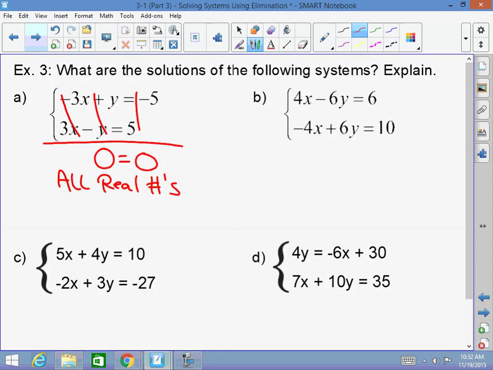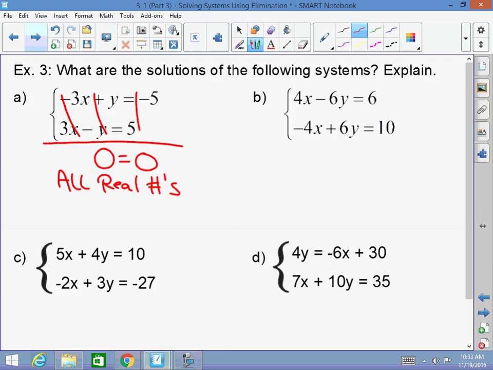That will happen. I just want you to know. Sometimes it happens. I don't want that to happen to you later and then you're stuck and you don't know. You have to put all real numbers, because that's the answer. It's infinitely many solutions. Whenever you get a true statement, what that's telling you is, hey, I can put any x and any y in here and they're going to work always.